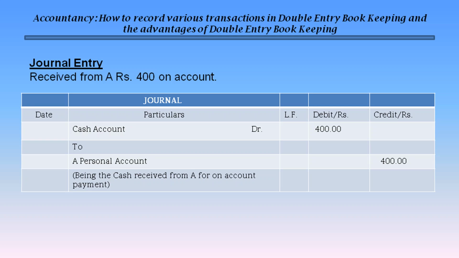Journal entry for received from A rupees 400 on account is cash account debit 400 rupees to A's personal account credit 400 rupees. Narration being the cash received from A on account payment.